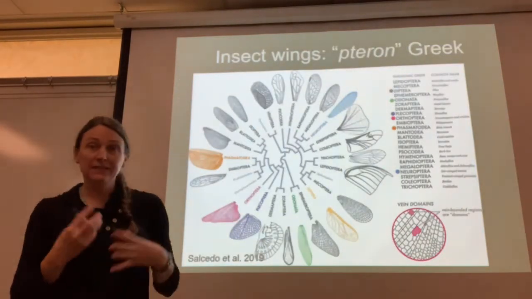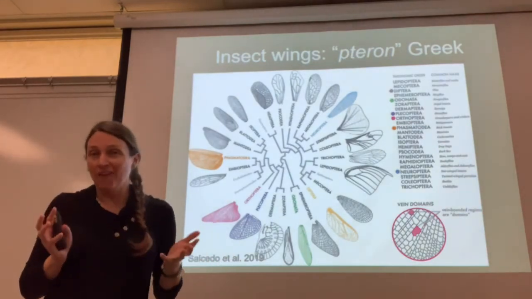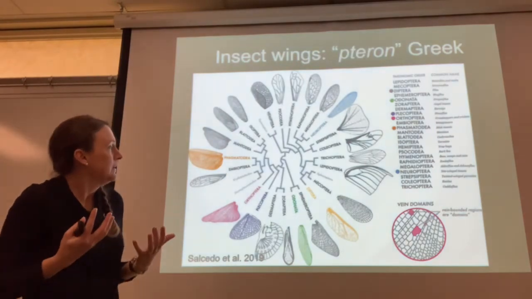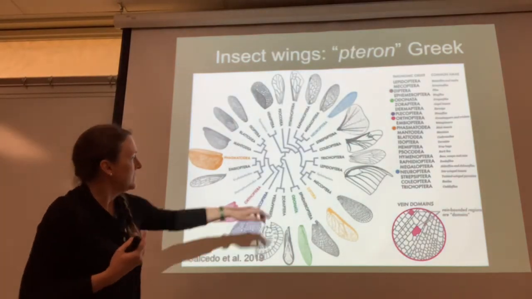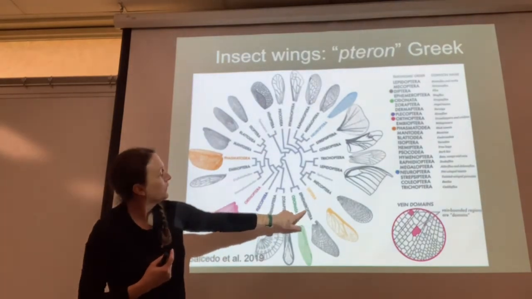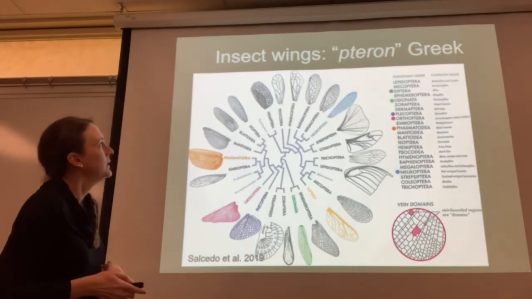And then we have insect wings. So the word pteron, the P is kind of silent, is Greek for wing, which is why a lot of these names end in ptera, okay? So the name tells us something about the wing most of the time.